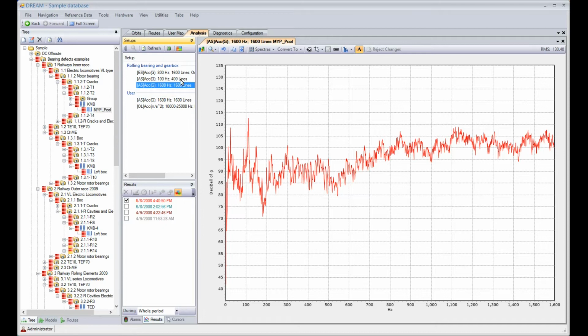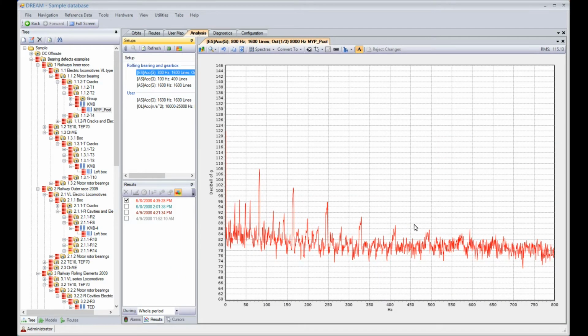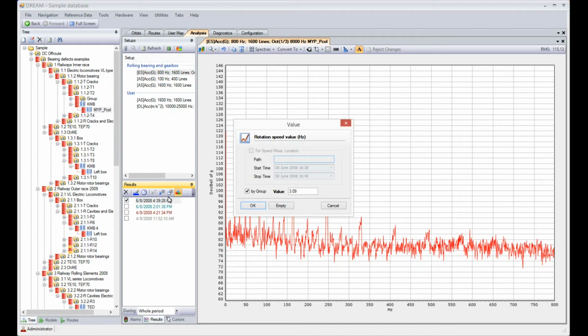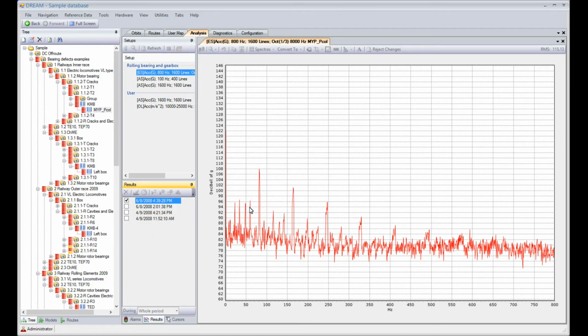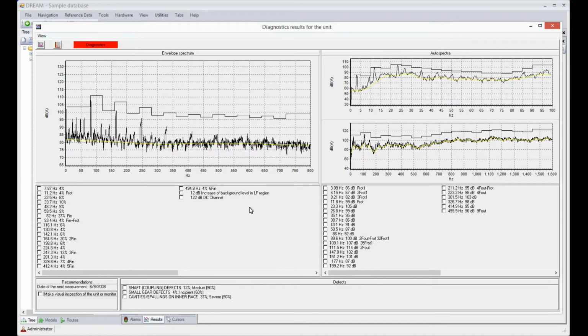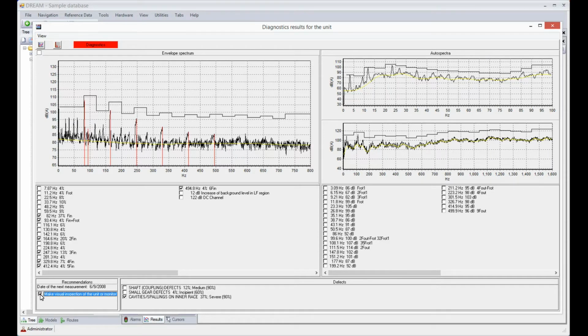To do this, of course, we can find some lines and some frequencies, but in Dream software you can do a different thing. You select a measurement and then you press a button that is automatic diagnostics. We enter the rotation speed and press enter. This is a diagnostics. So the program automatically tells you that there is no reasonable forecast for the good condition for this bearing, and we have mainly the cavities or spallings on inner race. That is a very severe defect with very high probability.